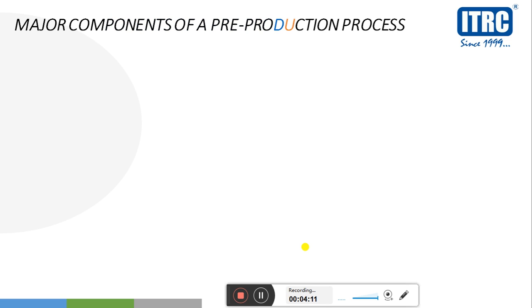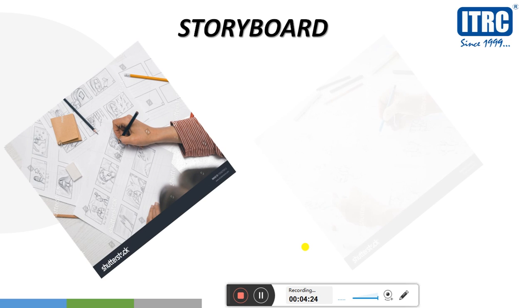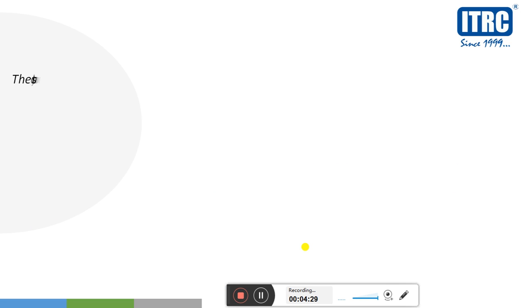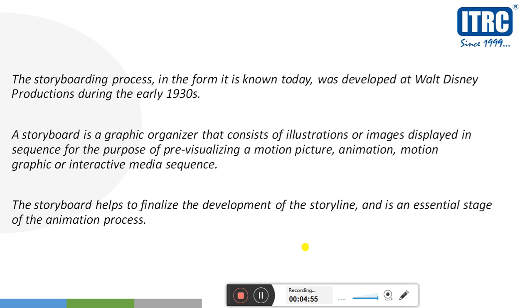Major components of a pre-production process: storyboarding, layouts, model sheets, animatics. Storyboard. The storyboarding process, in the form it is known today, was developed at Walt Disney Production during the early 1930s. A storyboard is a graphic organizer that consists of illustrations or images displayed in sequence for the purpose of pre-visualizing a motion picture, animation, motion graphics, or interactive media sequence. The storyboard helps to finalize the development of the storyline and is an essential stage of the animation process.